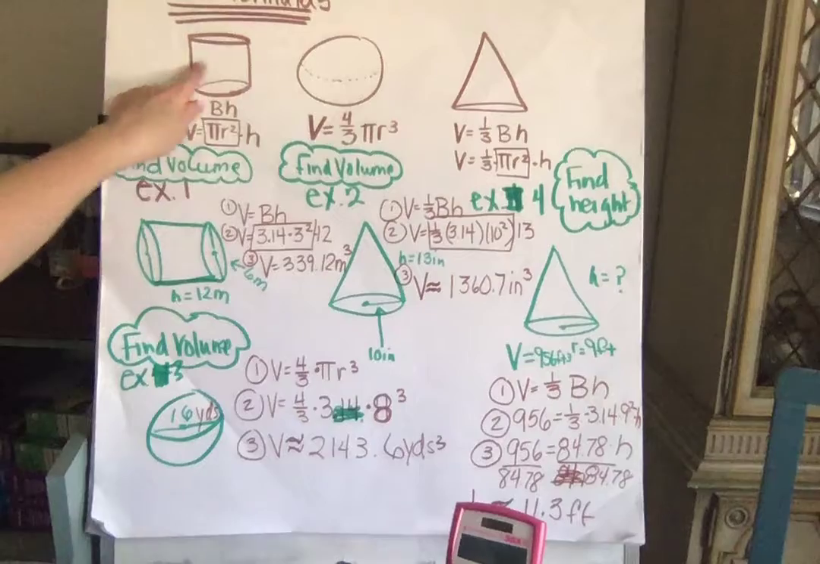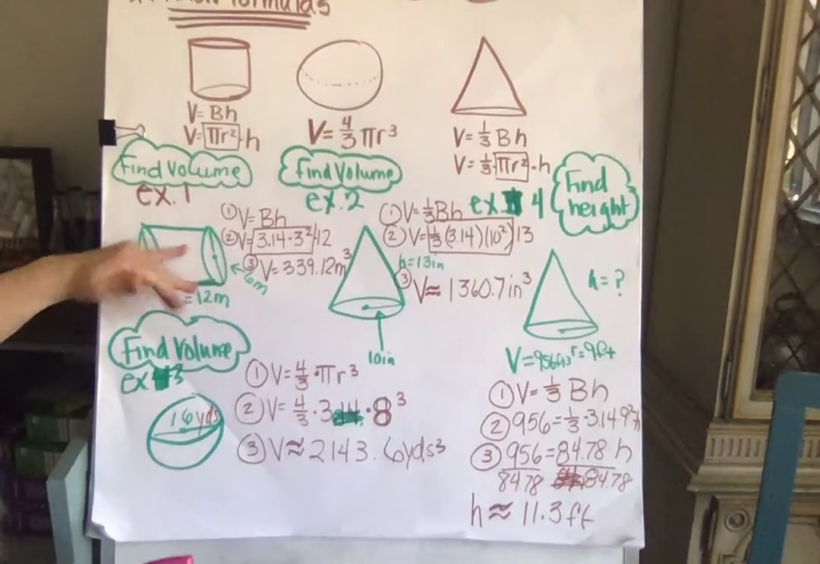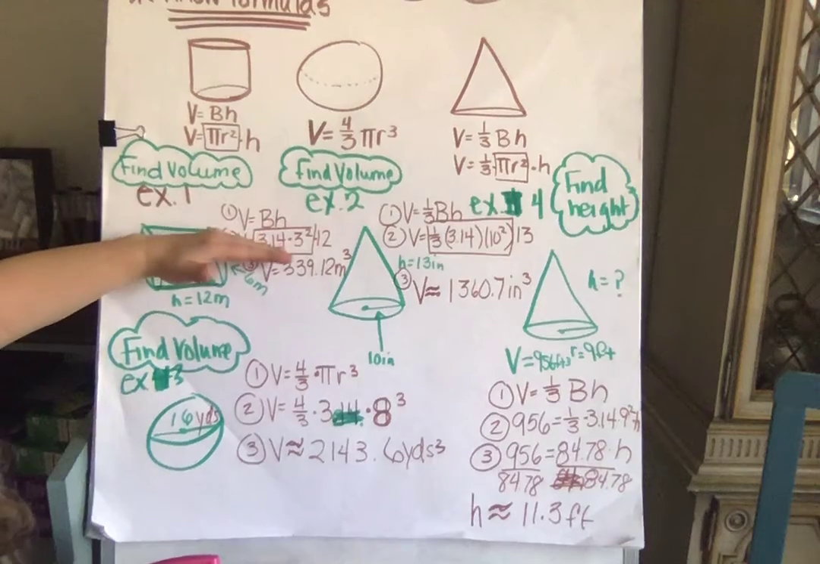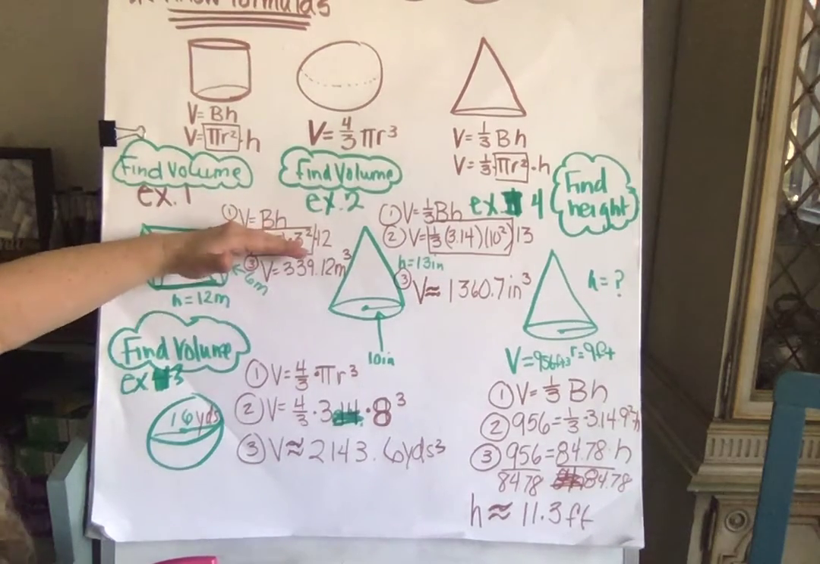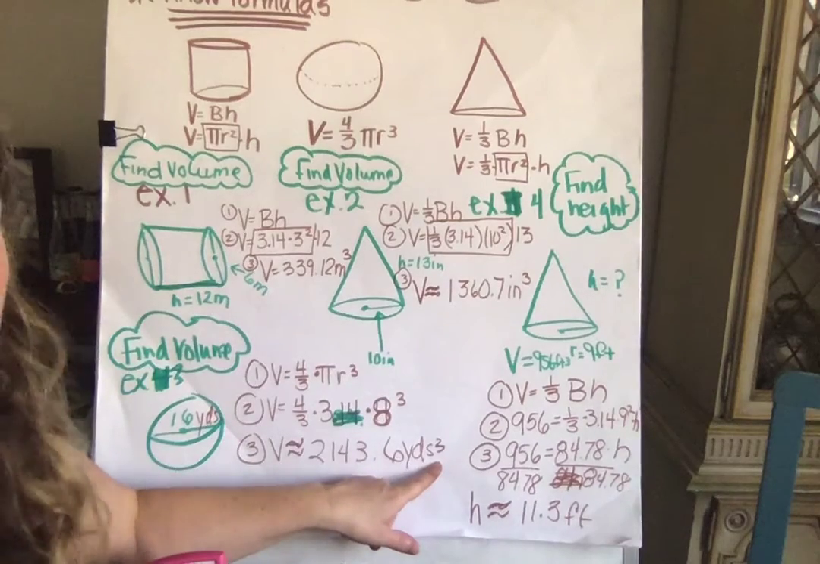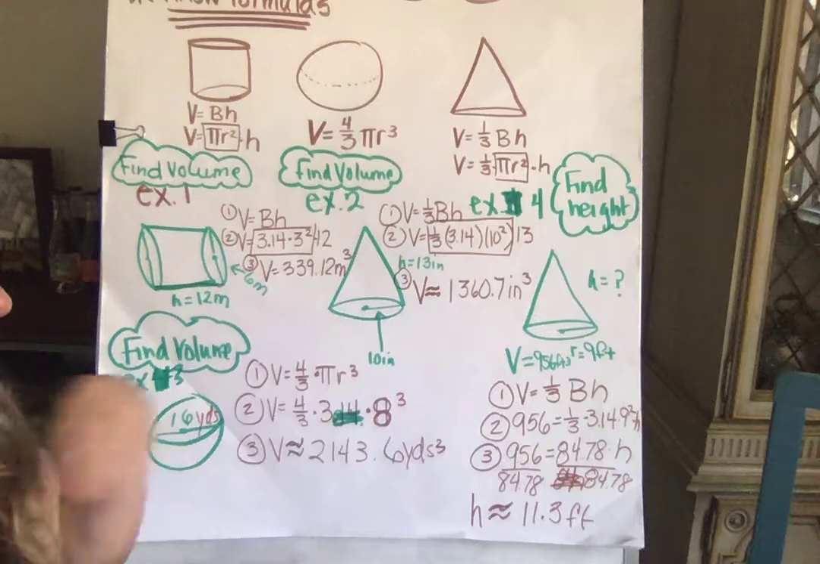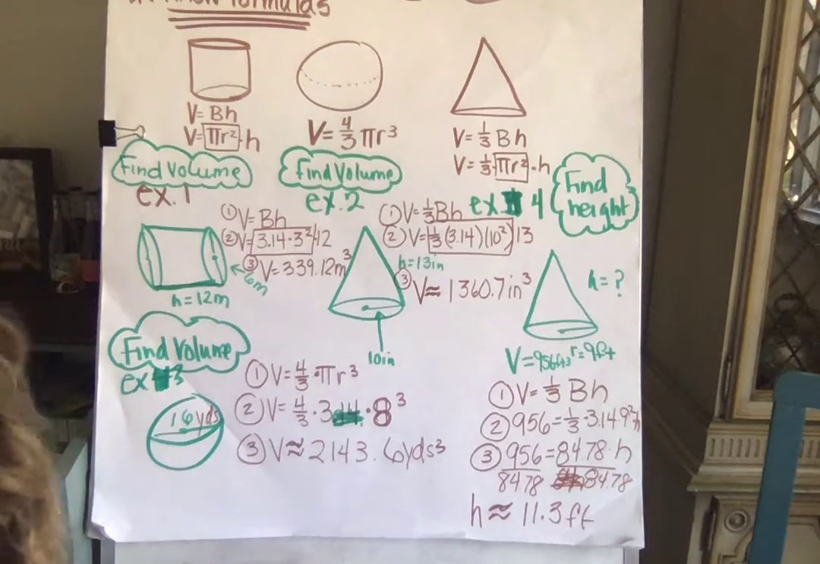So, you need to know these 3 formulas. Okay? You need to be writing volume, the formula, plug in what you know, and answer. The answers to volumes should be in cubic units. When you are being asked to find height or radius, it should not be in cubic units.